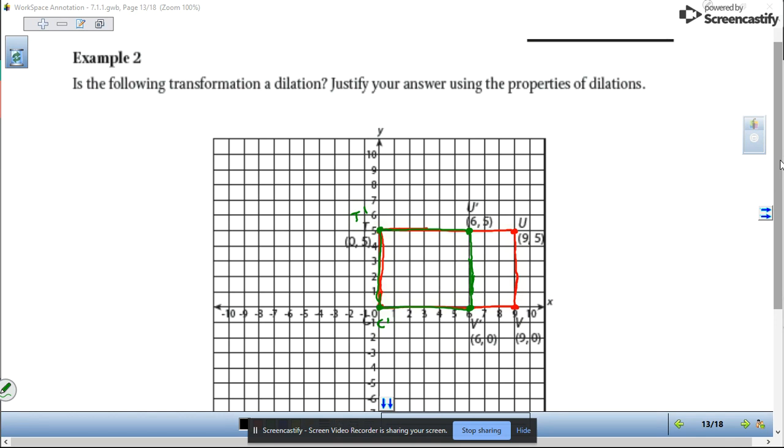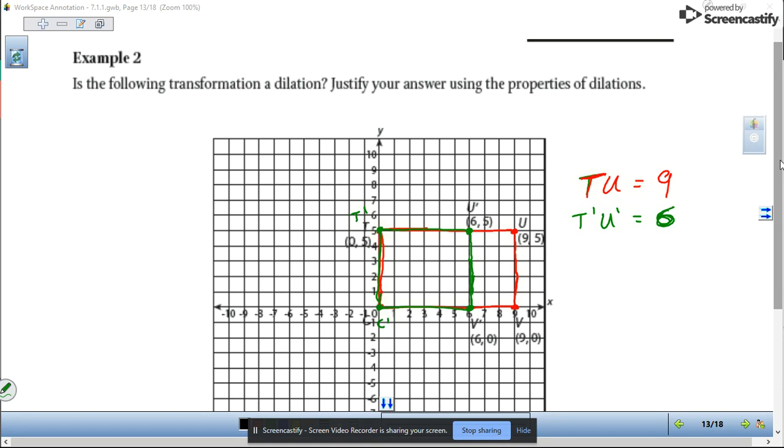Okay. So the next thing is to verify the distance of the corresponding sides have changed by a common scale factor. So this is where we want to look at what happens. I can use my points to map this, or you can just look at the lengths of the sides and see what happens. So TU, let's use red since we're talking about the original TU. TU had a length of 9, right? T prime, U prime has a length of 6.